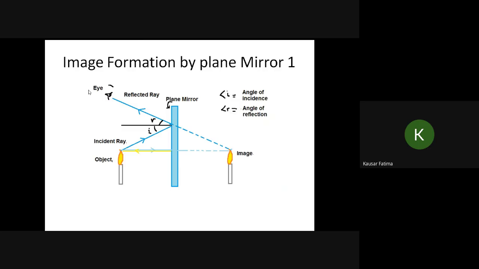Here, image formation by plane mirror. So here this is an incident ray. Incident ray from the candle, it goes towards this. Then what do we do? We first draw the normal at the point of incidence. We measure angle of incidence, and this is angle of reflected ray entering our eye. So how can we locate the image? We have to know the image distance is equal to object distance.